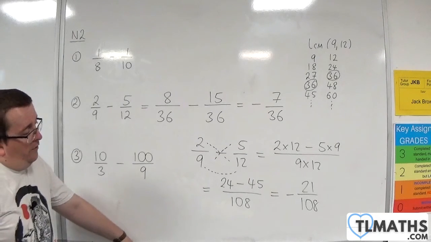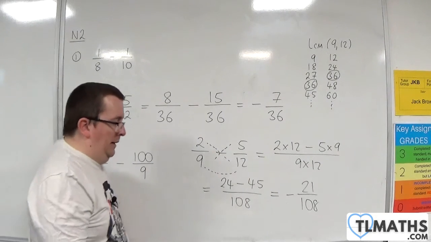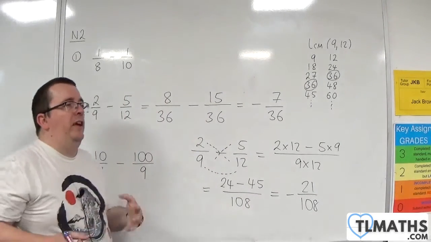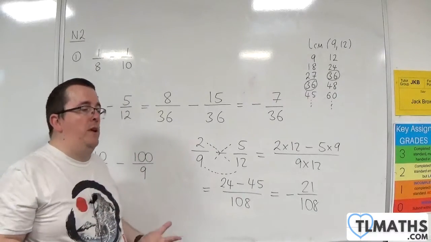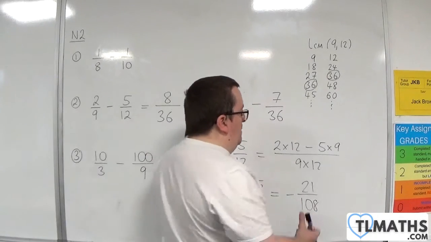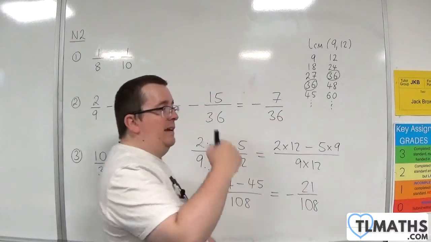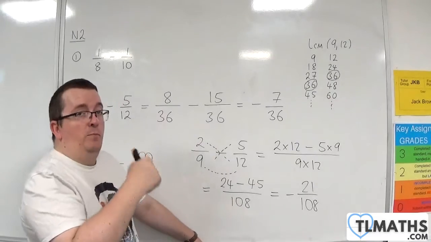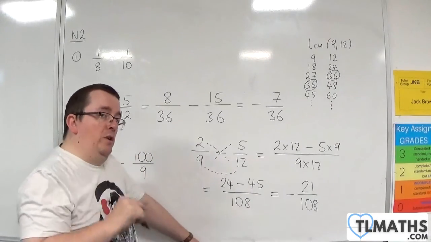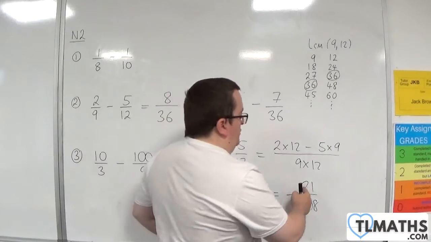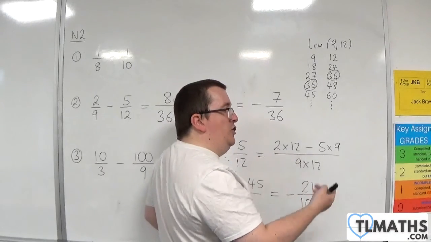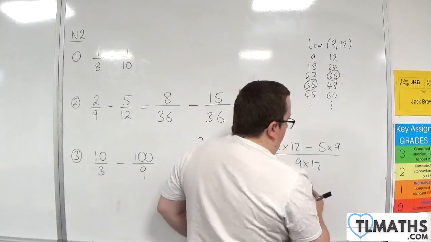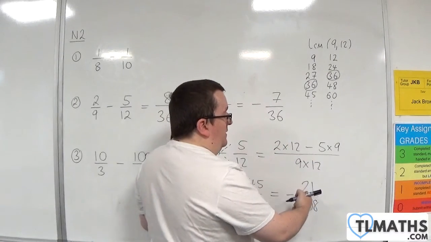Now how do you spot that that can be simplified? Well, there is a neat little trick that you can use to tell whether a number is divisible by 3. If the sum of the digits adds up to a number that is divisible by 3 itself, then the original number is divisible by 3. So 2 plus 1 is 3, which is divisible by 3. So I know 21 has a factor of 3. And so you could divide that by 3 to get 7.